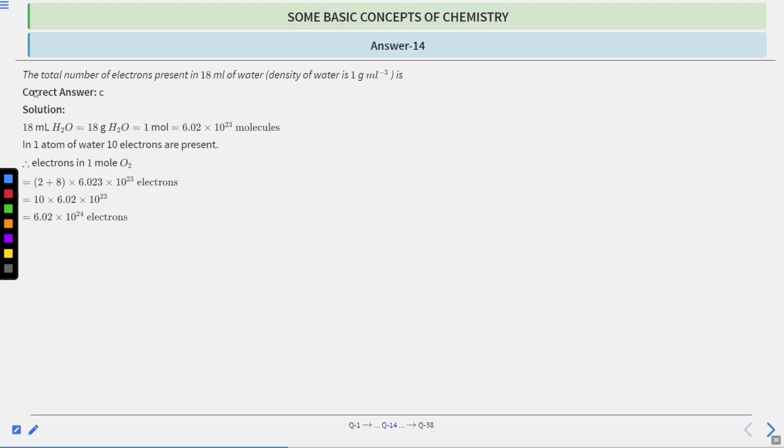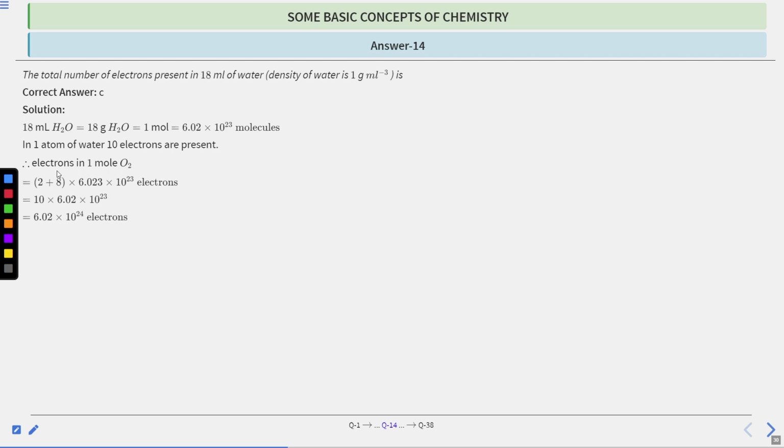Okay, so the correct option will be C, that is 6.02 into 10 to the power 24 electrons. So how? 18 ml of H2O will be equal to 18 gram of H2O, that is 1 mole. And in 1 mole, 6.02 into 10 to the power 23 molecules are present. So in 1 molecule of water, 10 electrons are present.